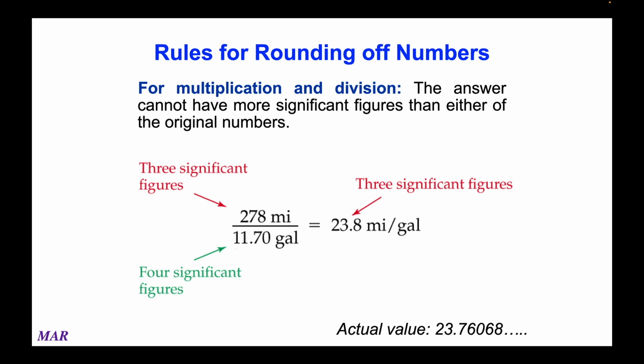To figure out sig figs here, the top number is 3 sig figs. The bottom number, 11.70, which has a 0, which counts, by the way, 4 sig figs. So when you multiply and divide, the answer has to have the fewest number of sig figs. So 3 is less than 4. We're going to round that number to 3 sig figs. So 23.76, etc. We'll cut it off after the 7. The first digit to be dropped is a 6, and that's between 5 and 9. So we'll round up. 23.8 miles per gallon is what we would call this.